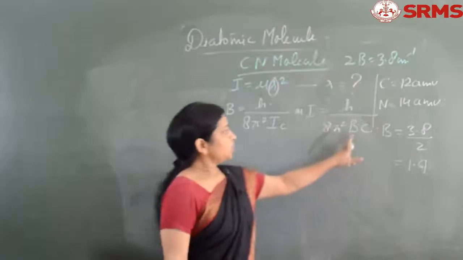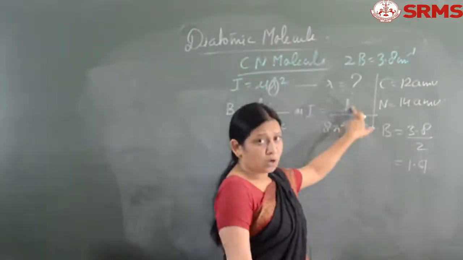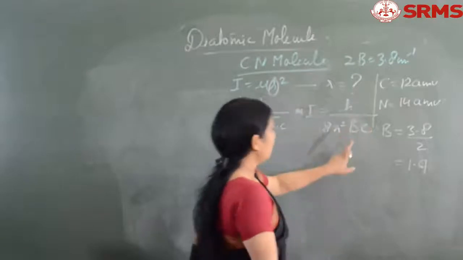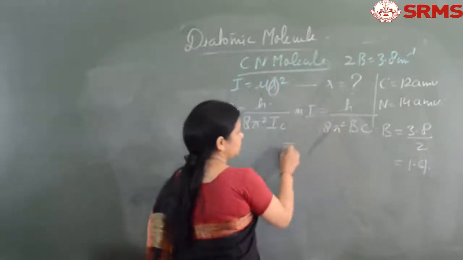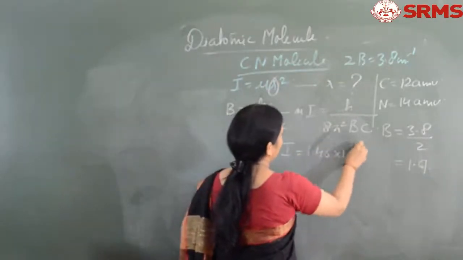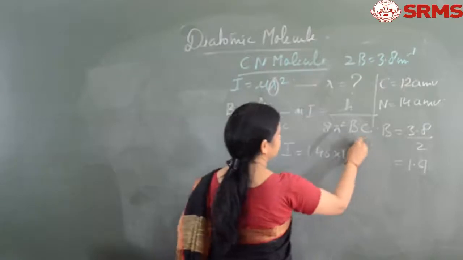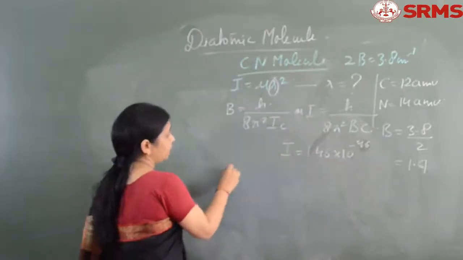So here I am going to put up the value of B as 1.9. This is a constant. Then c is the velocity of light. If I put up all the values, I get it as 1.46 into 10 to the power minus 46. Then I calculate the value of mu.